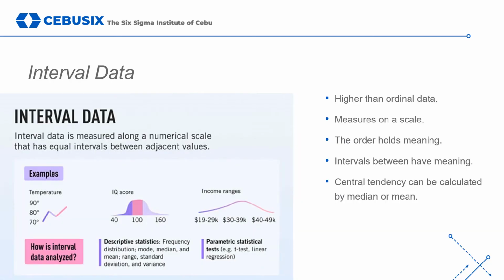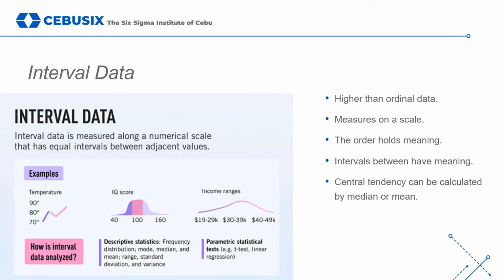Interval data is an even higher form of data classification. Interval data provides numerical values that can be arranged in a logical order with meaning. The big difference between ordinal and interval data is that the difference between each interval value provides meaning.